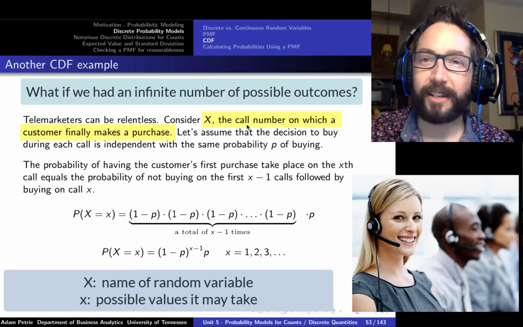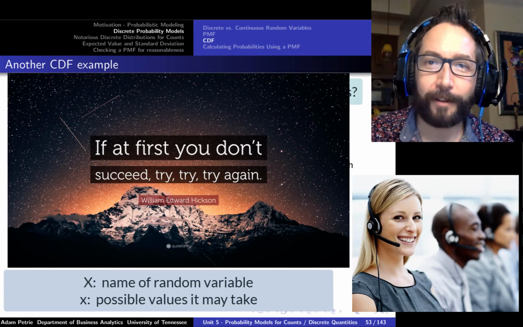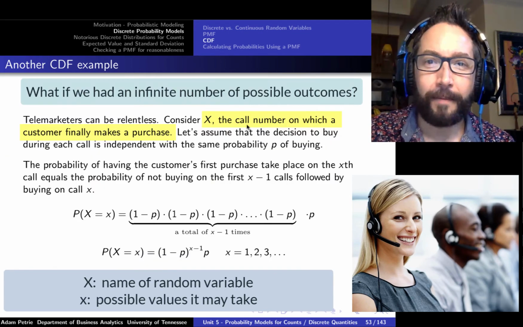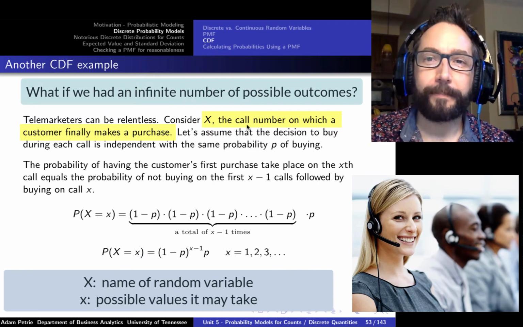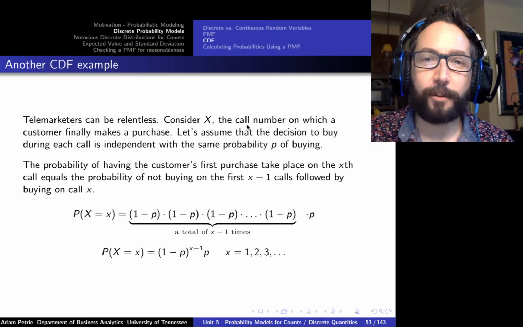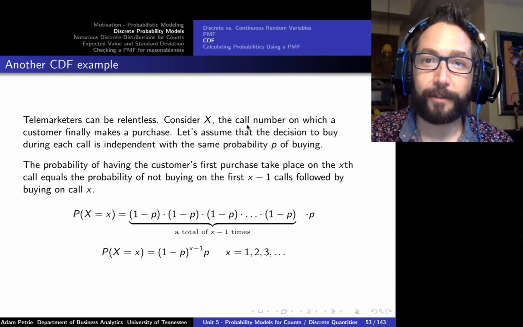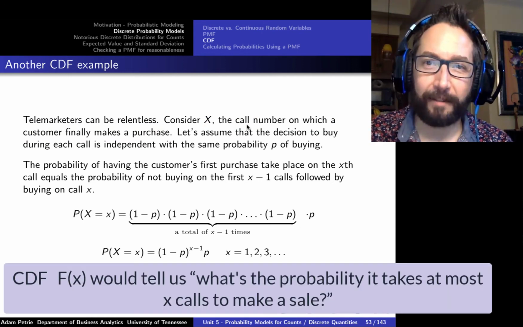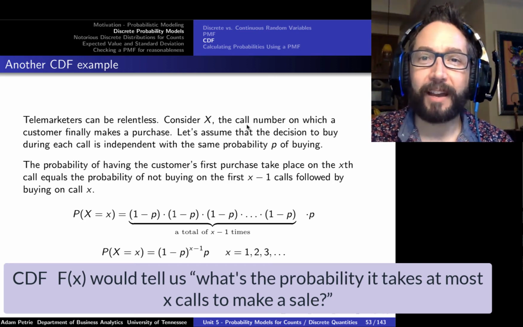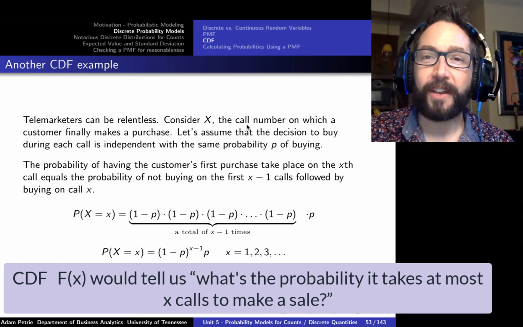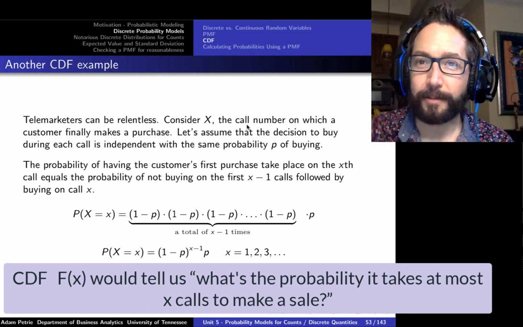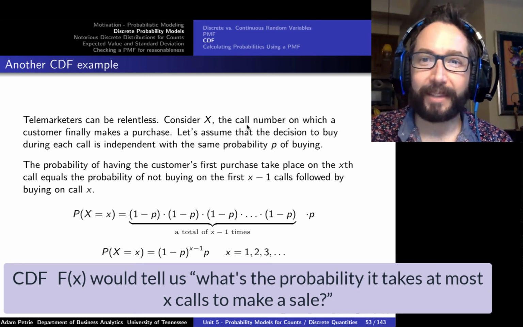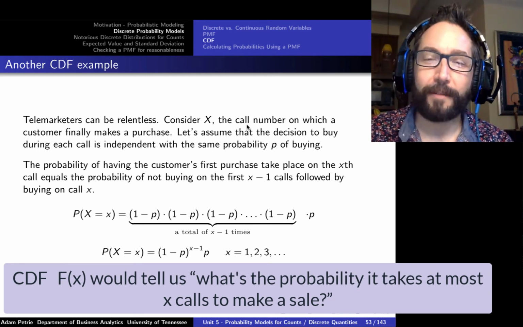So the telemarketer is going to keep calling. They're going to fail, fail, fail, fail. Eventually, they're going to succeed. So on what call number does that sale eventually get made? Okay, well, we might like to know the cumulative distribution function for this. What's the CDF, capital F, of X? What's the probability that that first sale will occur within the first 60 calls, the first 10 calls? What's the probability that X is less than or equal to some value?